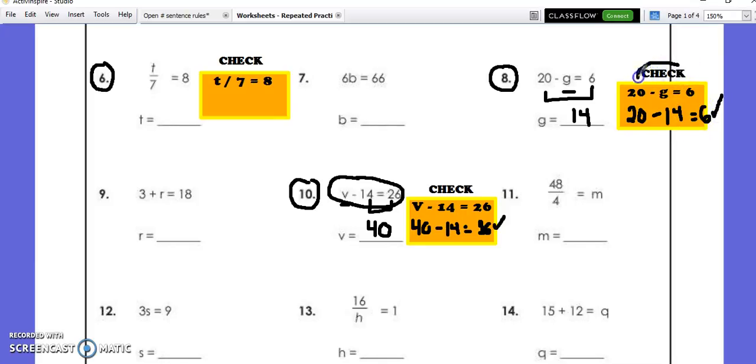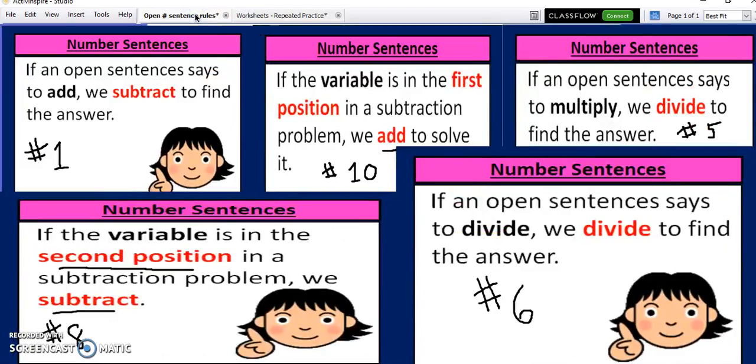That's why I make you check every single time to make sure that you're showing me you understand the concepts of algebra and you know how to apply these rules. 2 more rules to get through. Let's take a look at the multiplication open number sentence first, which is question number 5. If an open number sentence, like in question number 5, tells us to multiply, we do the opposite and divide.